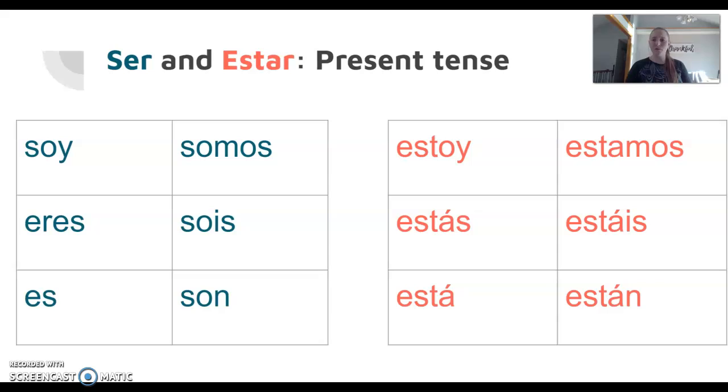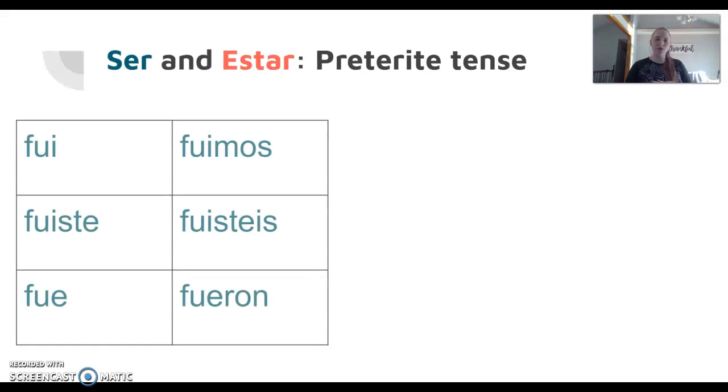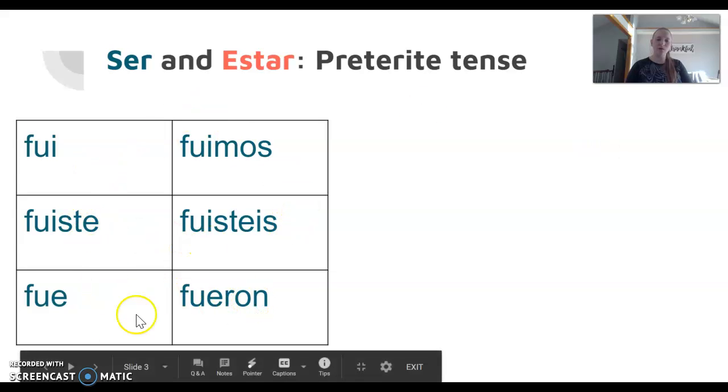These verbs obviously both mean to be, but they're used in different circumstances. We are going to look at them in the preterite tense real quick. We've seen ser multiple times in the preterite tense. Fui, fuiste, fue, fuimos, fuisteis, and fueron. So I's in your top 4 forms, E's in your third person forms.